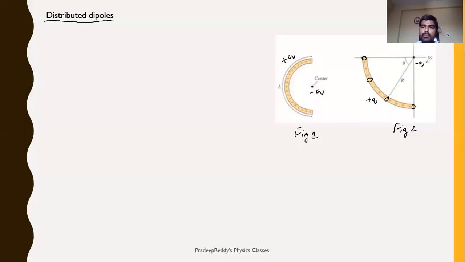The magnitude of both the charges is equal, but they are of opposite sign. So this satisfies the condition of an electric dipole moment. Therefore, this is a distributed dipole. So these two are examples of distributed dipoles.